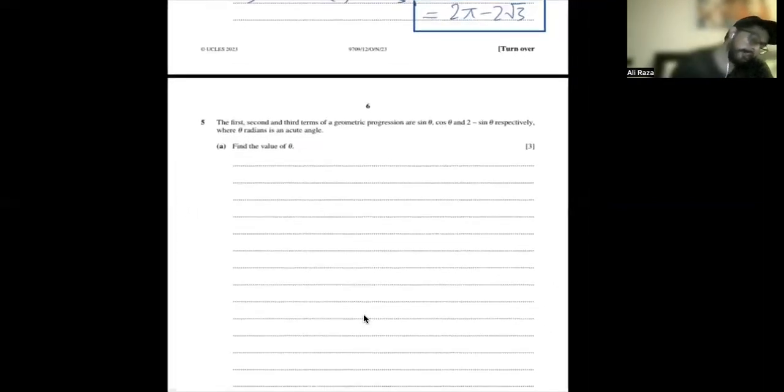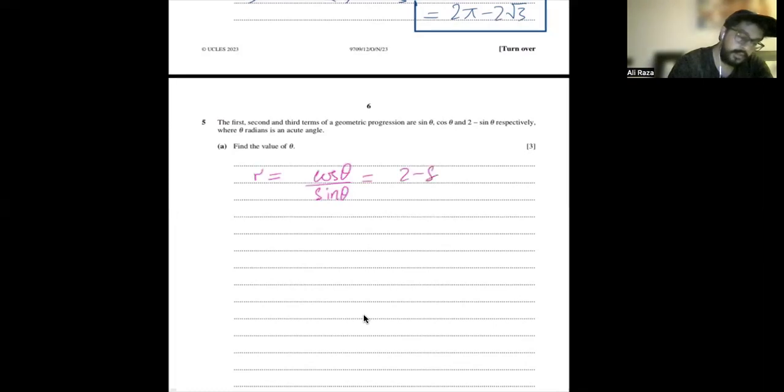In question 5, we have the first, second, and third terms of a geometric progression as sine theta, cos theta, and 2 minus sine theta. And theta is in radians and is an acute angle. We need to find the value of theta over here. Let's find the ratio R. Cos theta over sin theta, second term upon the first term, would be equal to third term upon the second term.